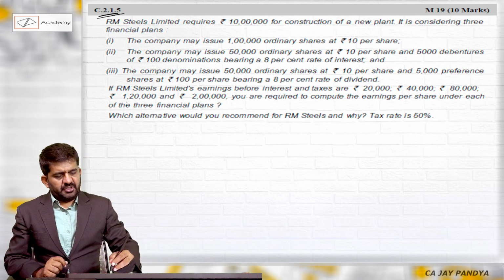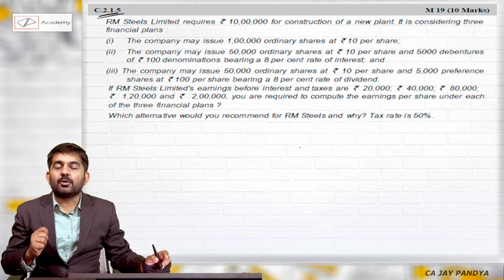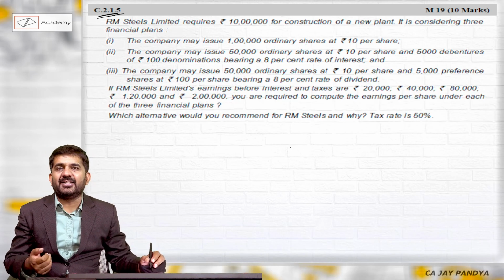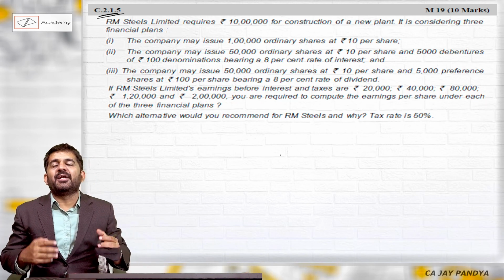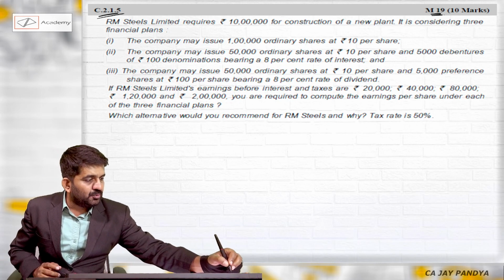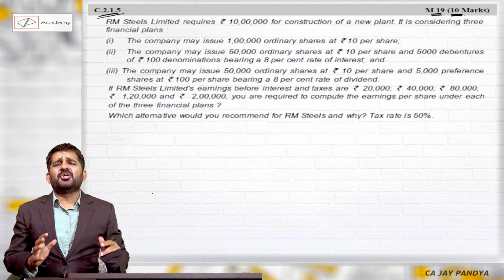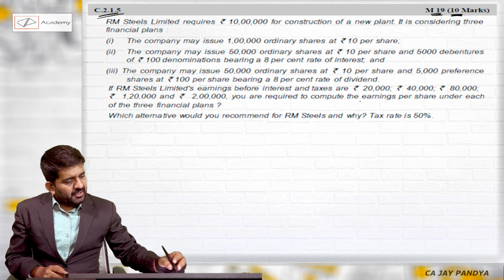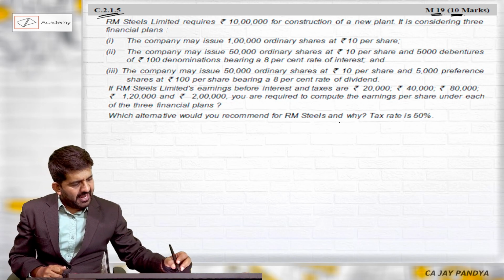So what does the question say? If RM Steel Limited's EBIT is 20,000 or 40,000 or 80,000 or 1,20,000 or 2 lakhs, in each situation you will have to find out the answers. This is a May 2019 question of 10 marks. Why 10 marks? It requires lots and lots of working. You are required to compute the earning per share under each of the three financial plans. Which alternative would you recommend and why?